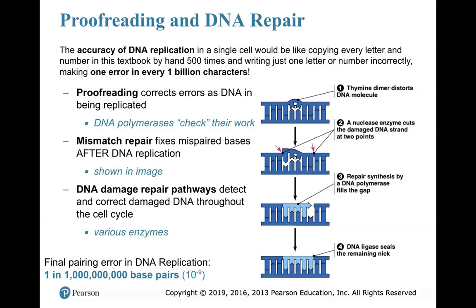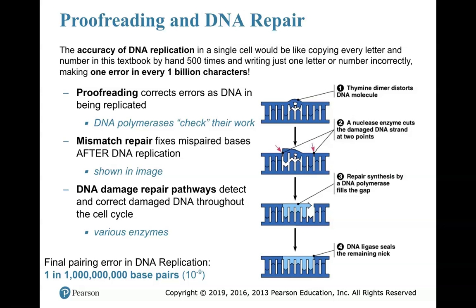The third process that's going to help with the accuracy of DNA replication is various enzymes that are going to be involved in DNA damage repair pathways. Basically, they just correct the damaged DNA throughout the cell cycle. So it doesn't have to happen during DNA replication like proofreading. It doesn't have to happen straight after DNA replication like that mismatch repair. It's just basic DNA and various DNA damage repair pathways that different enzymes are involved in that I won't go into detail in this lecture.